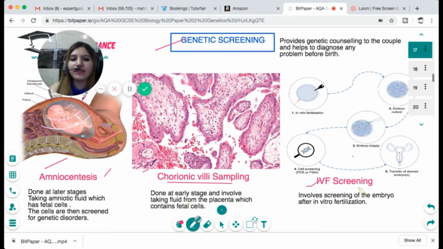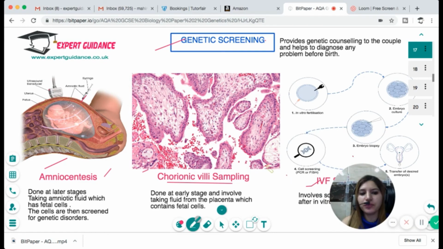And then we have IVF screening. In IVF screening, these are for those couples who have taken in vitro fertilization as a method of fertilization. In that, we can screen the embryos before inserting them into the uterus. Now, these techniques are very important because they can provide the couples with genetic counseling and help to diagnose any problem, take any measures, or terminate the pregnancy before the child is born.